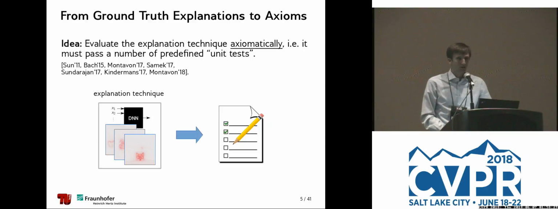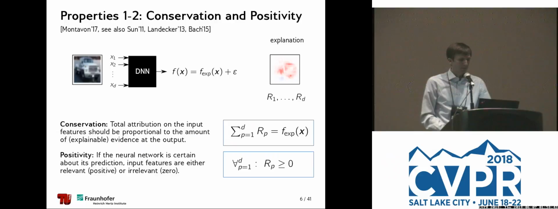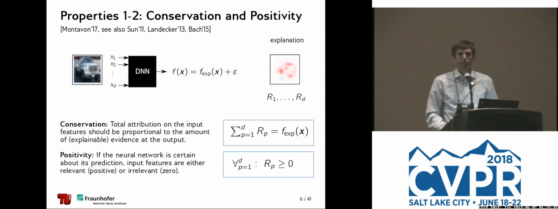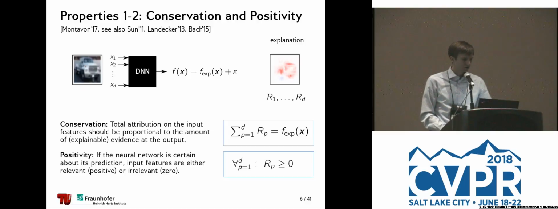What is this approach? Basically, you would like to test a method on whether it passes a number of unit tests, and then, for example, retain the methods that pass all of them, or most of them, or the most important ones. So here I will go through a few of these properties of a heat map that are desirable. Many have been proposed, but I will just go through four of them for illustration purposes.